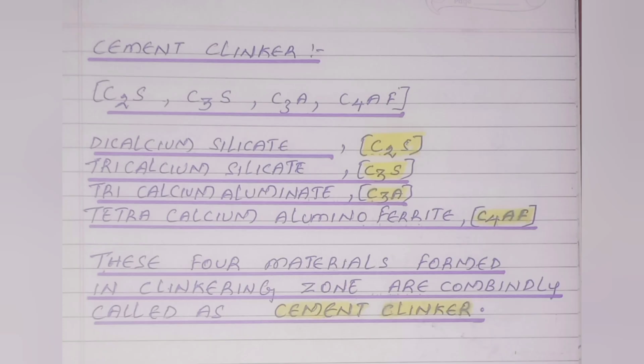Cement clinker: dicalcium silicate, represented as C2S, tricalcium silicate, represented as C3S, tricalcium aluminate, represented as C3A, tetracalcium aluminoferrite, represented as C4AF. These four materials formed in the clinkering zone are together called cement clinker.